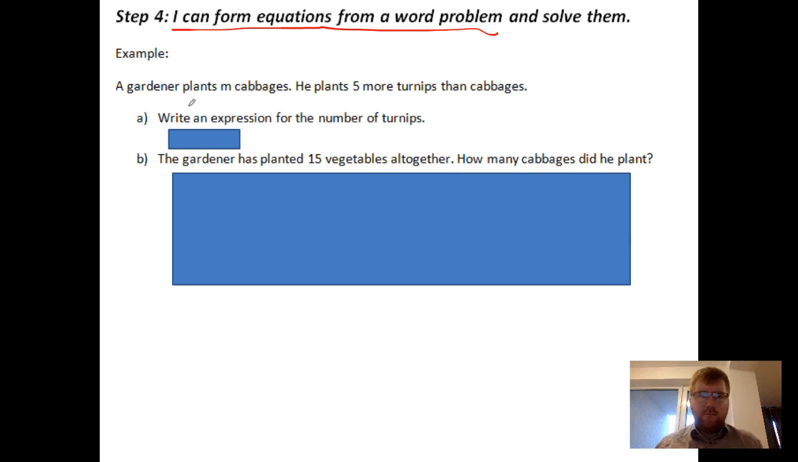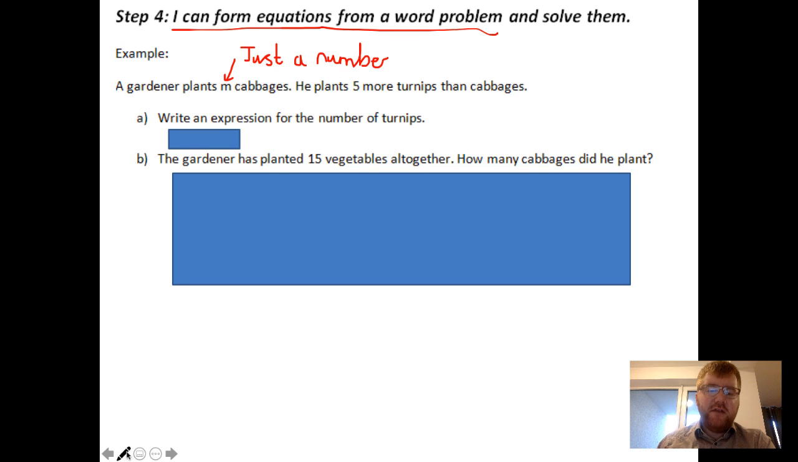So, let's take our example. A gardener plants M lots of cabbages. Now remember, M is just a number, but we don't know what that number is, yeah? Don't let the letter put you off, so to speak. It is just a number. Just keep that in mind. Okay, he plants 5 more turnips than cabbages, and now write an expression for the number of turnips.